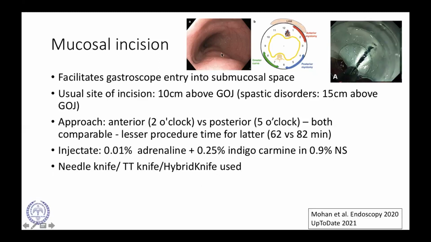The approach can be either anterior or posterior. Both approaches are comparable. However, there's a lesser procedure time for the latter. In our center, we generally follow the posterior approach. The injectate comprises a combination of adrenaline, indigo carmine, and normal saline. Various knives can be used to make the mucosal incision, as is seen in this picture.